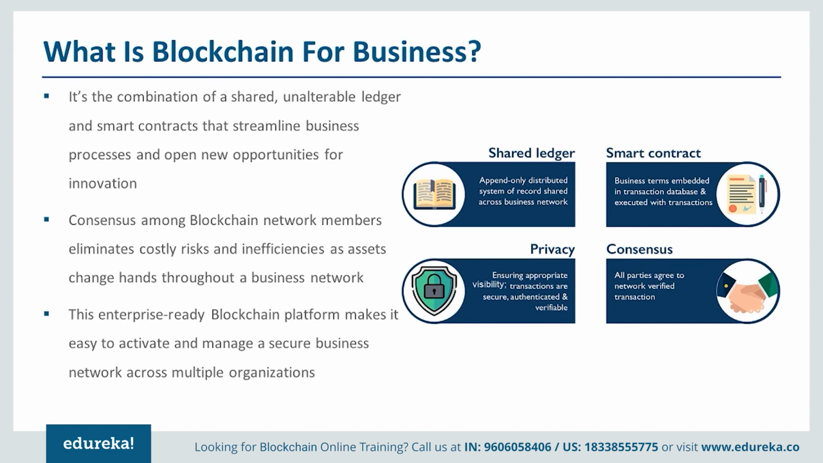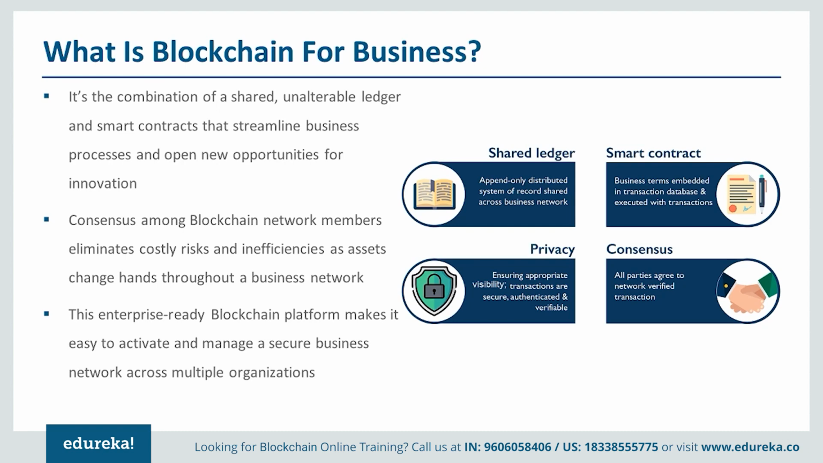Now, these four things are key characteristics of blockchain for business. One is your shared ledger. Shared ledger is nothing but your distributed ledger, which is the same as any other blockchain ledger, where you are storing all the transactions. Another is your smart contract, which we call chain code.